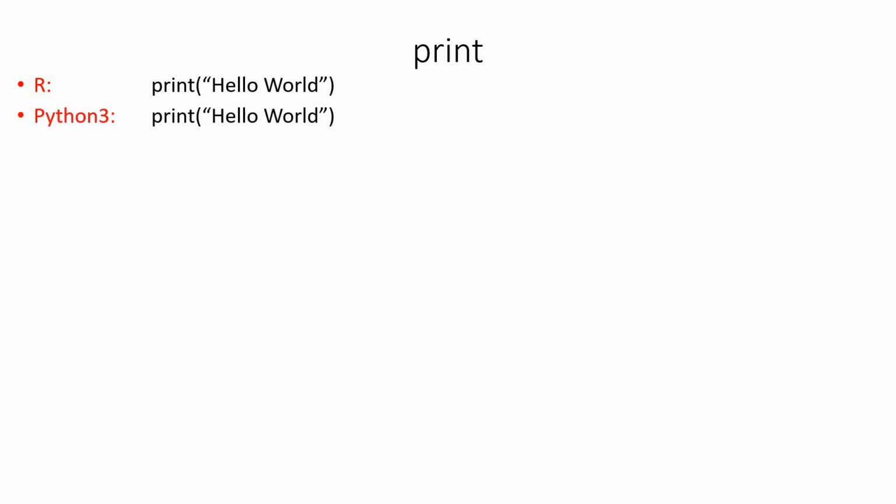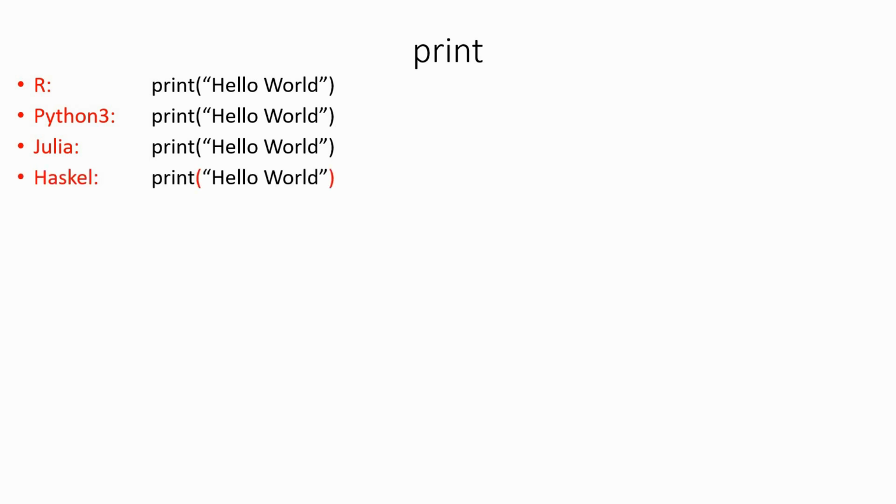Now what about Python 3? It is the same. The syntax and the command is the same in Julia as well. Although the method is the same, these parentheses, as you can see, I have highlighted in red color. It means these are optional. The Haskell programmers will not use these parentheses in their Haskell programming. I have put them here so that you do not feel a big difference among these languages. The output of your print command will not be affected by using these parentheses in Haskell.